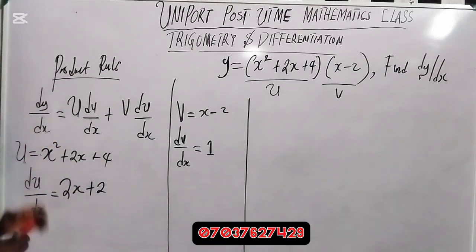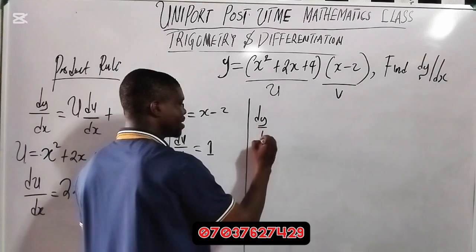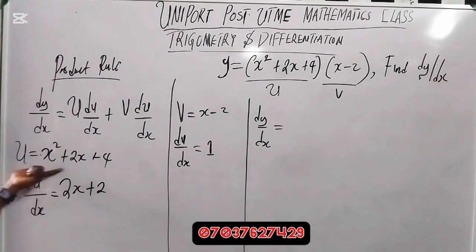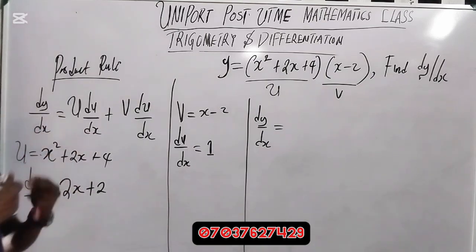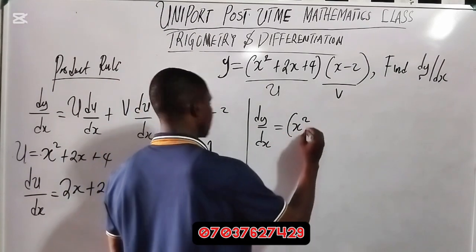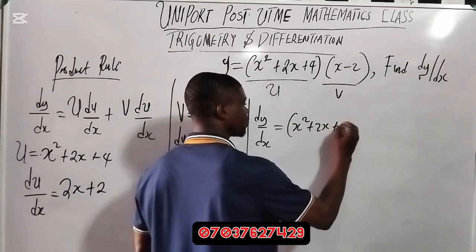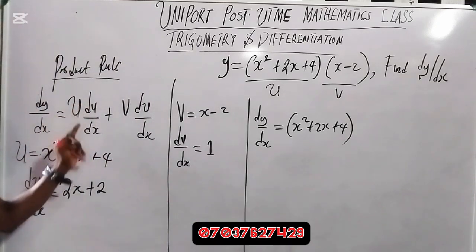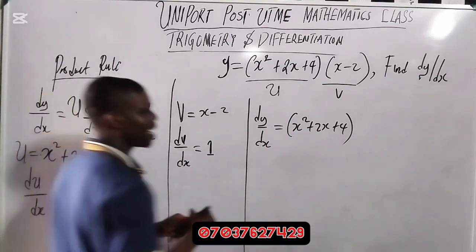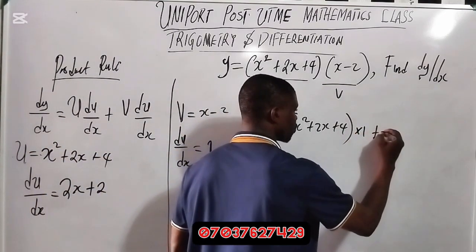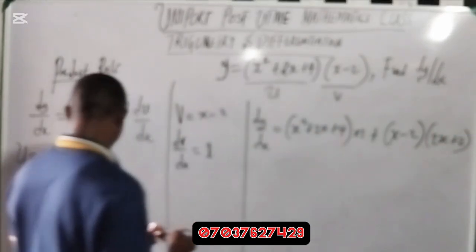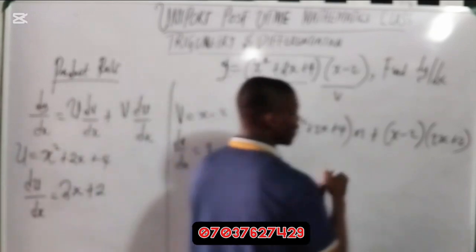dy over dx is equal to u, what is my u now? This is my u, so in a bracket you have x squared plus 2x plus 4, times dv over dx. Now dv over dx is 1, so you have times 1, plus v du over dx, that is x minus 2 times 2x plus 2, right? So I have to evaluate them separately.